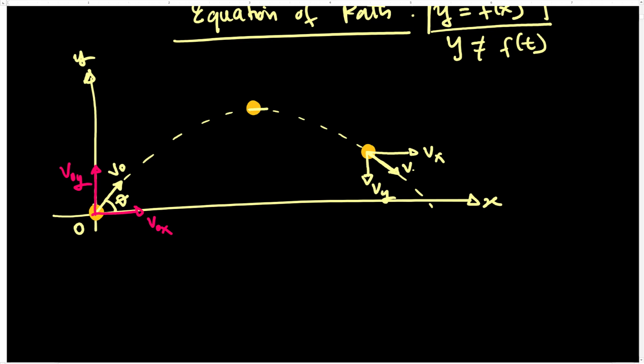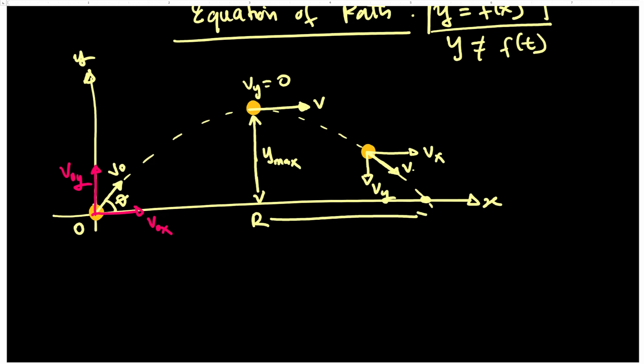Similarly, right here, the velocity is pointing in this direction, v. And the speed is actually just in one direction because the speed Vy at the maximum point is equal to 0. Let's call this distance here the maximum height, y max, and the range, R, is the maximum horizontal distance from where the particle is launched.